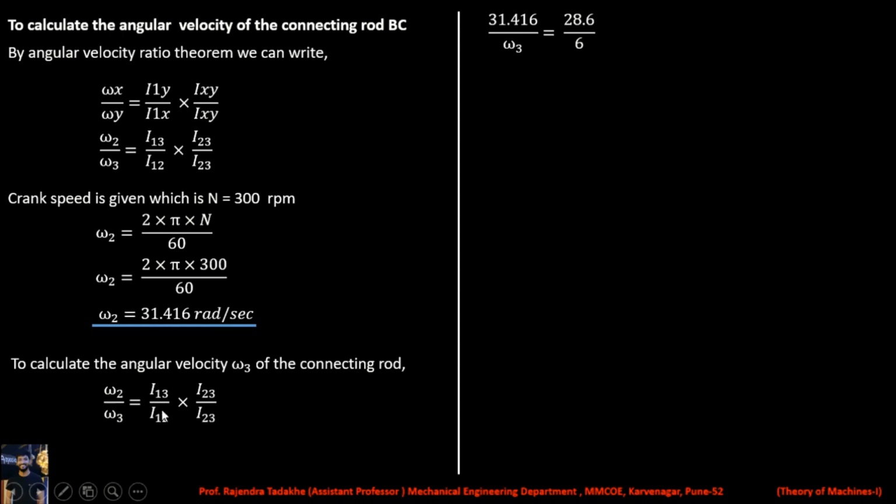And the distance between I12 and I23. So I12 is at point A and I23 is at point B. That is corresponding to the length of crank, which is 6 centimeter or 6 units. So from this we get the angular velocity of the connecting rod omega 3, equal to omega BC, equal to 6.6 radian per second. So here is our answer.